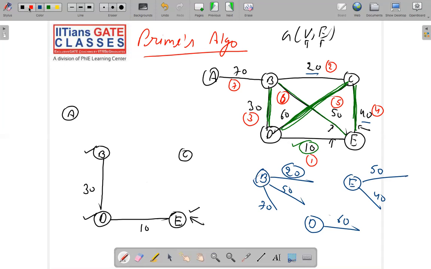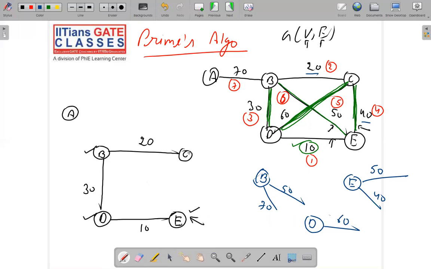So what do we do? We say that, okay, let's enter the 20 here. Then this is covered. Let's erase 20 from here. Let's erase 20 from here.